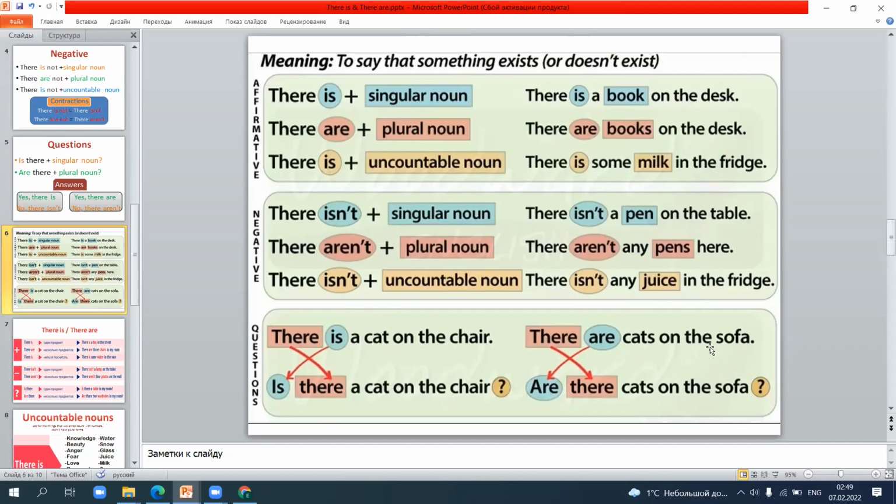There are cats on the sofa. Are there cats on the sofa? And so on.